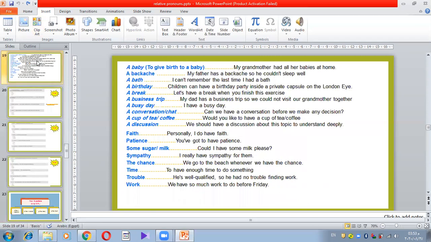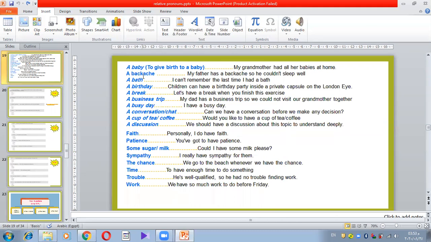Then we have a baby. What does it mean have a baby? If a woman is pregnant and we said that she has a baby, it means give birth to a baby. My grandmother had all her babies at home. Okay, they were born, all of them at home.